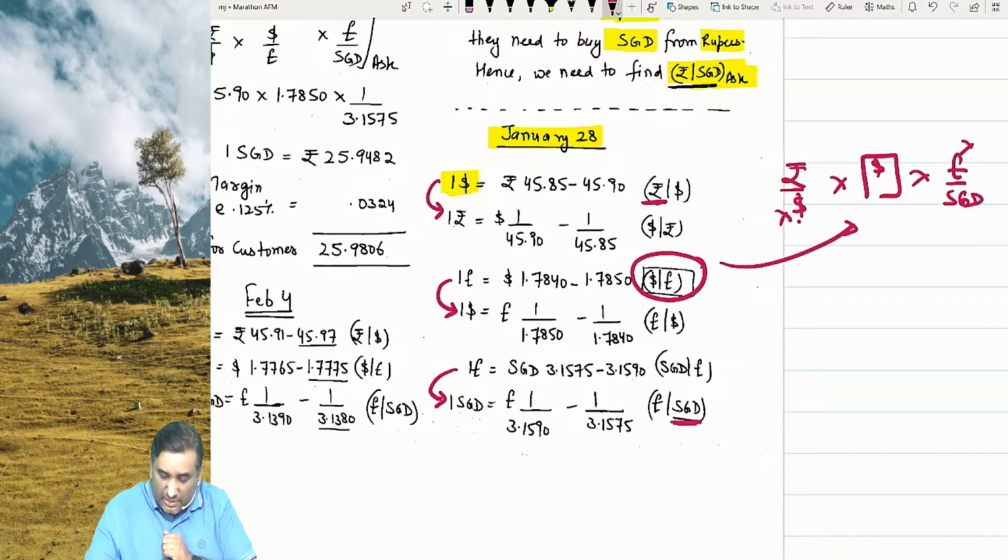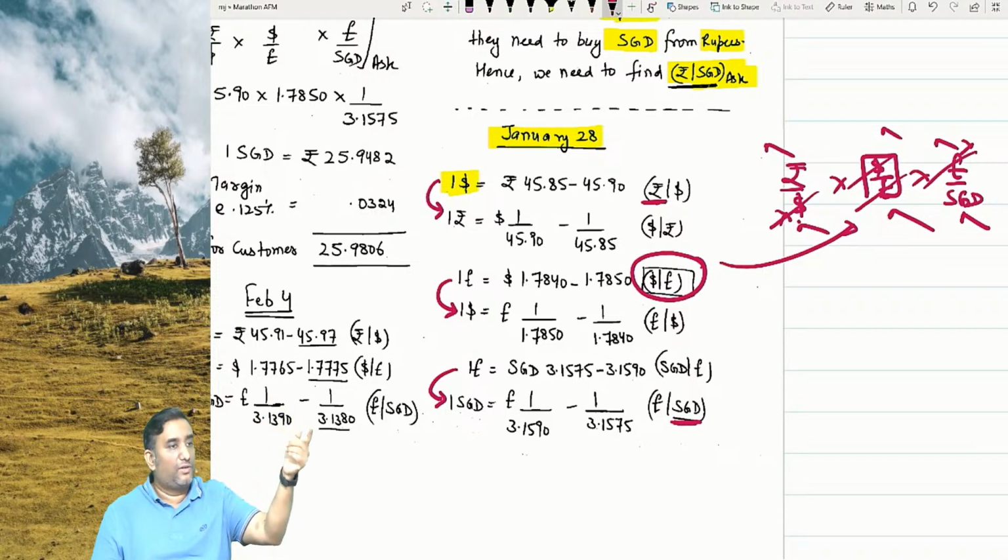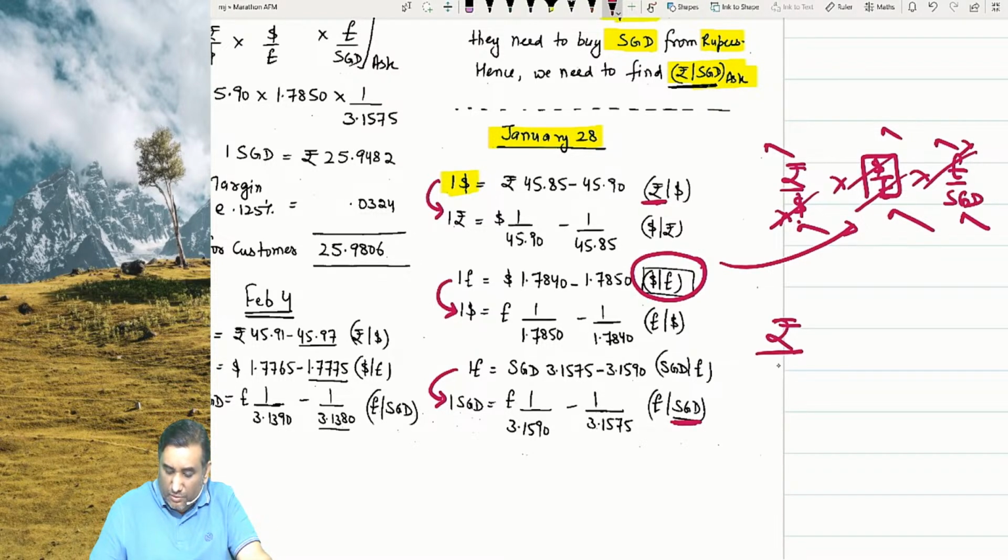Sir, what is the use of the third and how do I read it? Mathematically, I see dollar will get cancelled and pound will get cancelled. The way of reading is, to buy SGD I need to know pound. To buy pound I need to know dollar. To buy dollar I need to know what? Rupee. See, how do we read cross currency? To buy SGD, how many pounds are required? To buy those pounds, how many dollars are required? To buy those dollars, how many rupees are required? It is as good as asking, to buy SGD, how many rupees are required. Because when I wrote rupee on the top, I could make out.